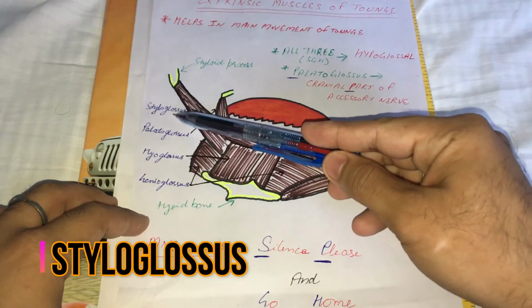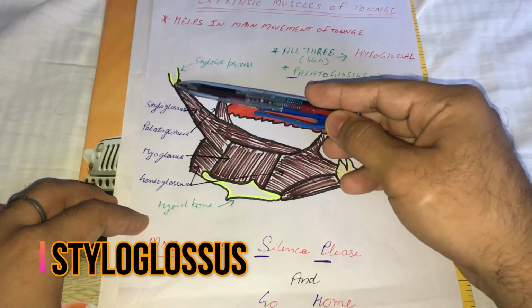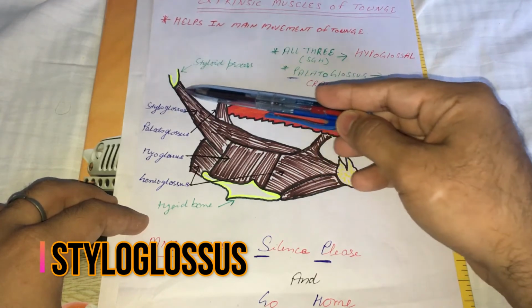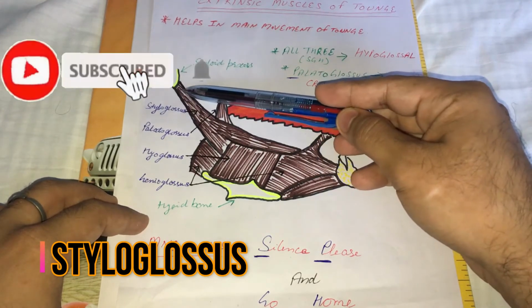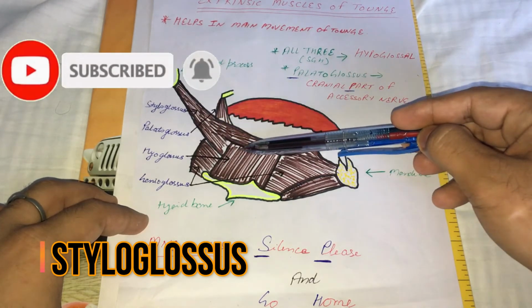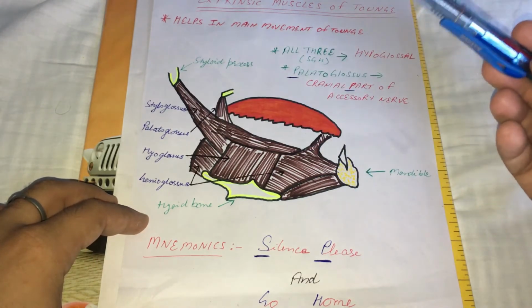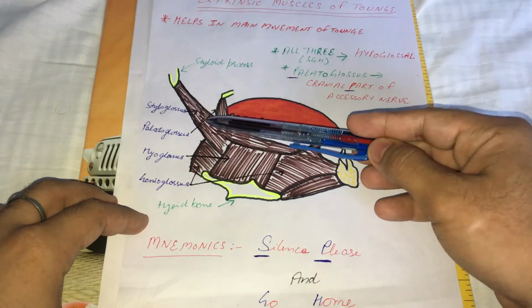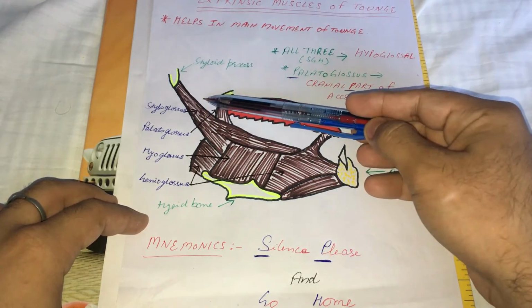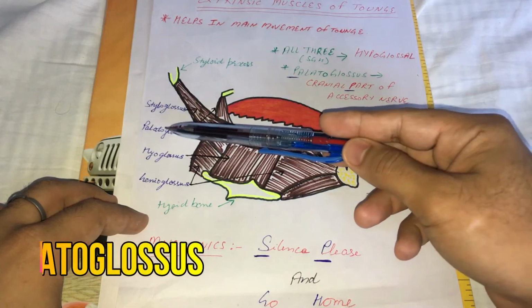The styloglossus muscle originates from the anterior and the lateral aspect of the tip of the styloid process. So this is the styloid process, and it is inserted into the side of the tongue, or merges with the side of the tongue. The action of the styloglossus muscle is that it pulls the tongue upwards and backwards. Clear? Now coming to the second muscle, that is palatoglossus.